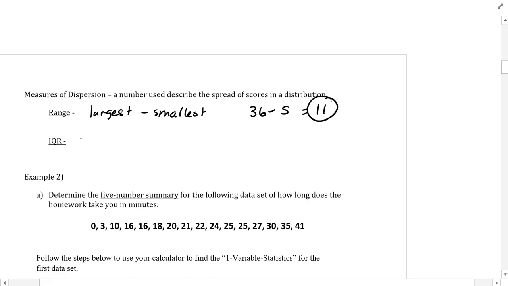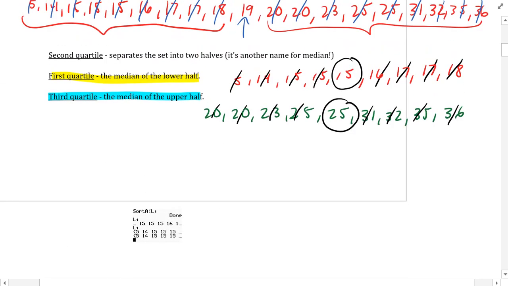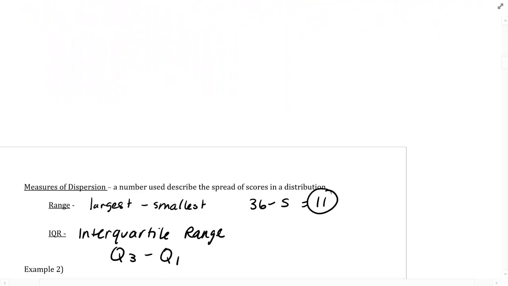IQR is described as the interquartile range, and that interquartile range is really just Q3 minus Q1. So in that problem, our Q3 was 25 and our Q1 was 15. So the interquartile range is 10.